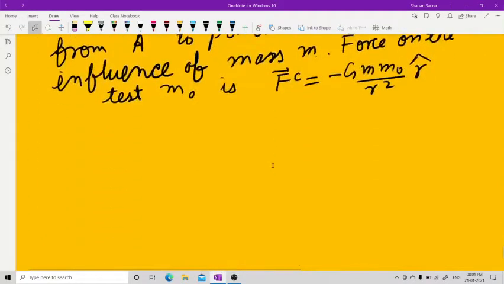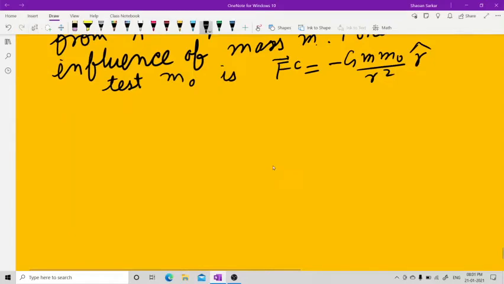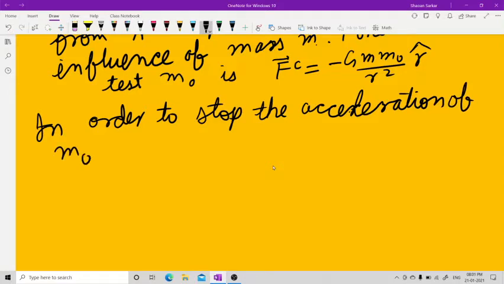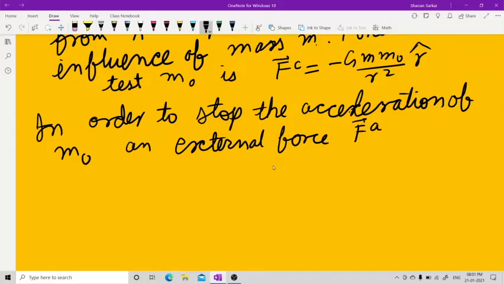Fine. Now this is the most important line: in order to stop the acceleration of m naught under the influence of gravity, an external force FA, that is the applied force, is applied in the opposite direction.